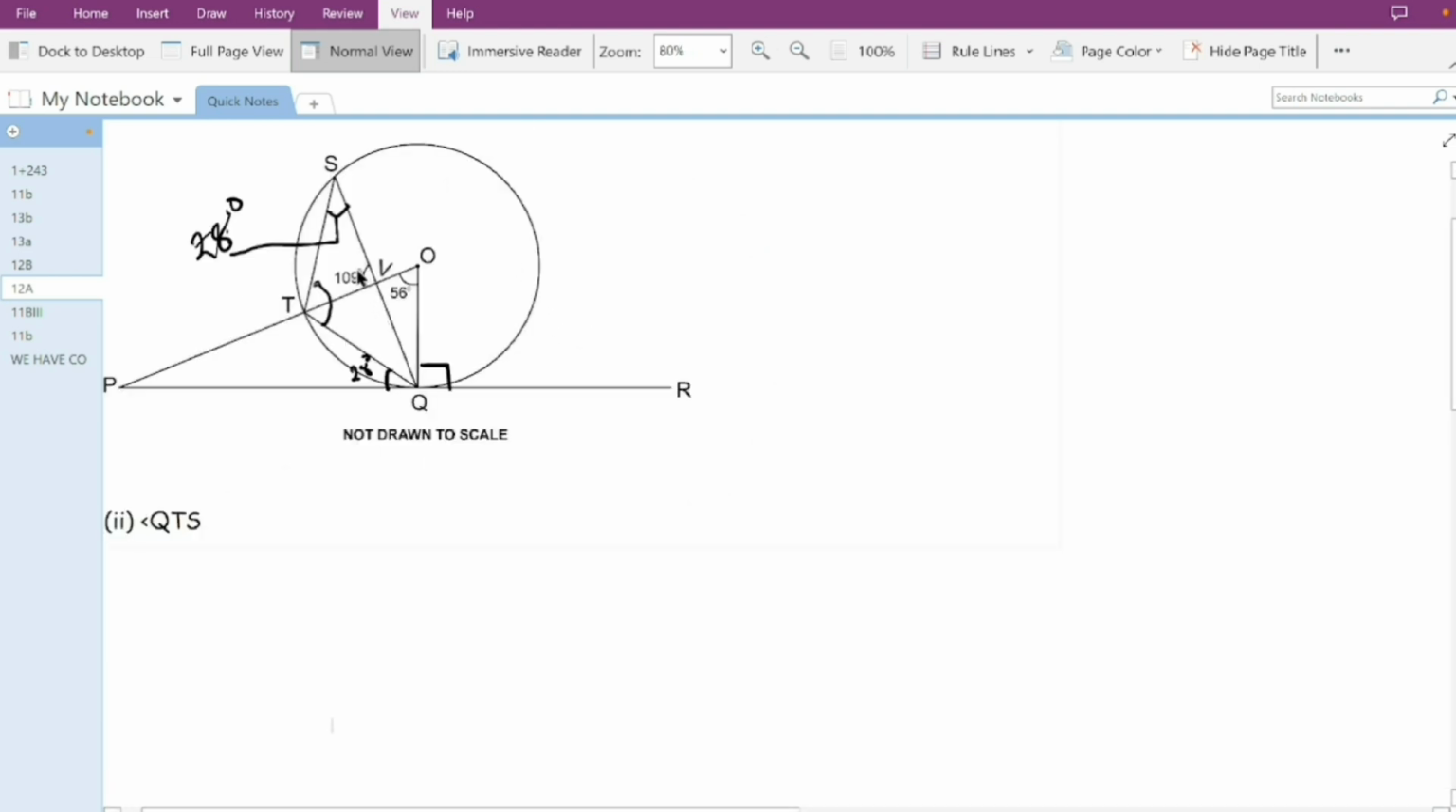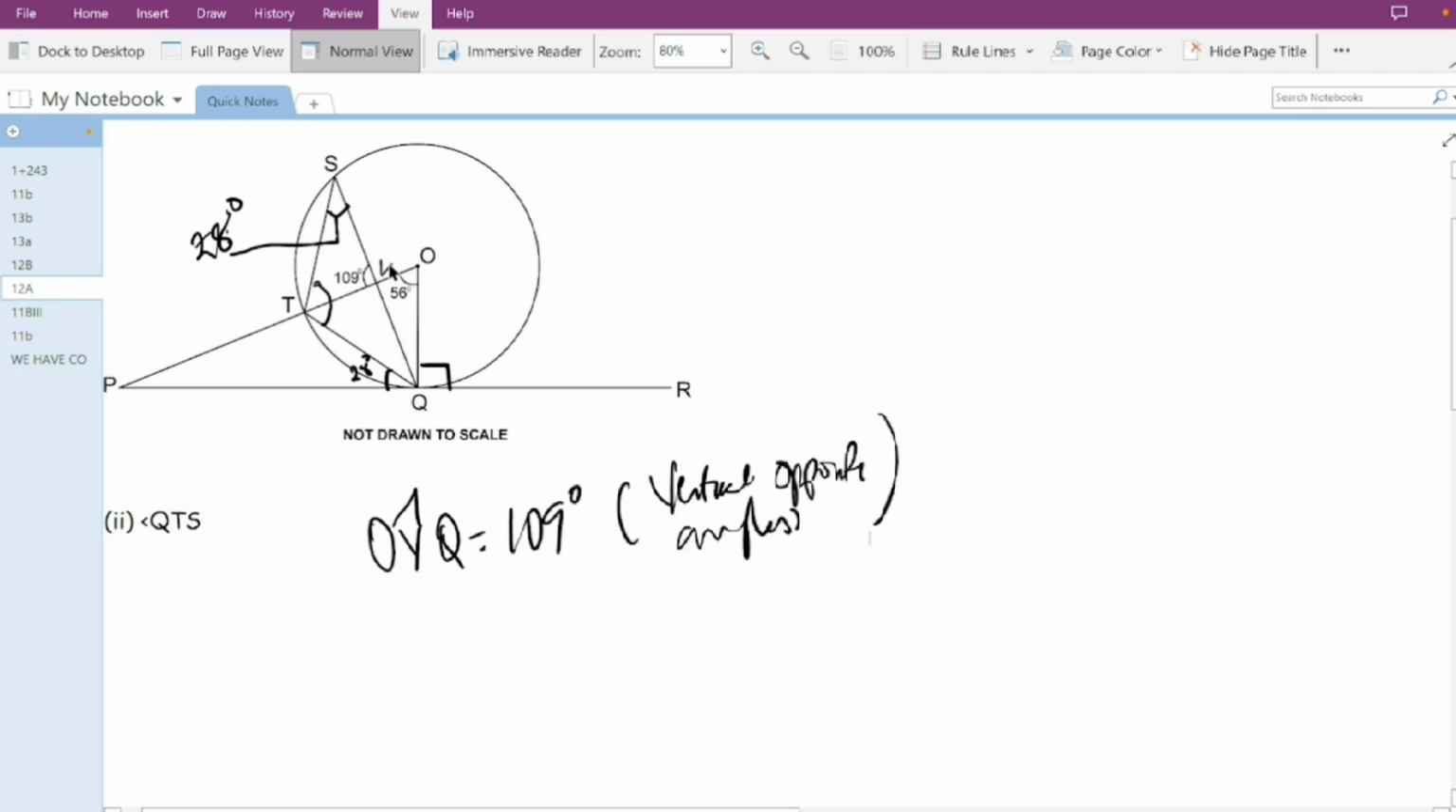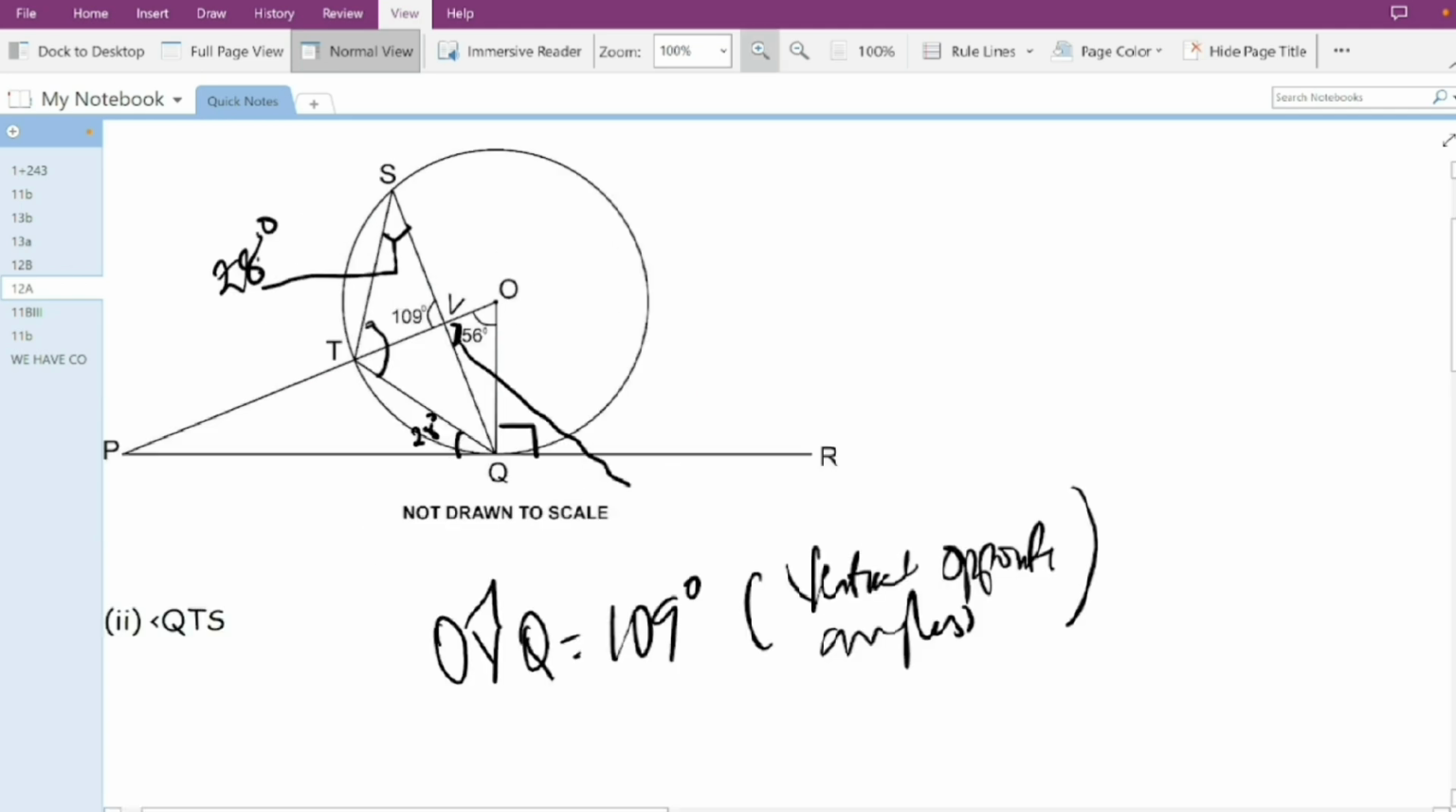Now we know this angle here is 109, then this other angle on this other side here is also 109. That's vertically opposite angles. That we know angle OVQ is 109 degrees. That's vertically opposite angles. This angle here is 109, so we can just mark that out as 109.